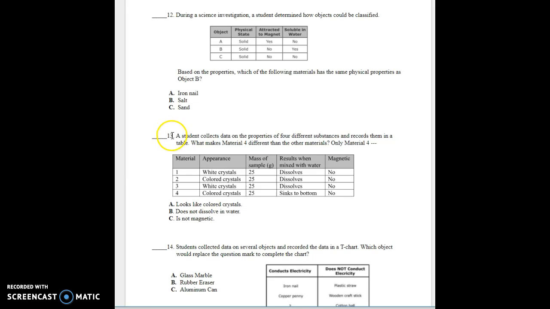Number 13. A student collects data on the properties of 4 different substances and records them in a table. What makes material 4 different than the other materials? Only material 4: A. Looks like colored crystals. B. Does not dissolve in water. C. Is not magnetic.